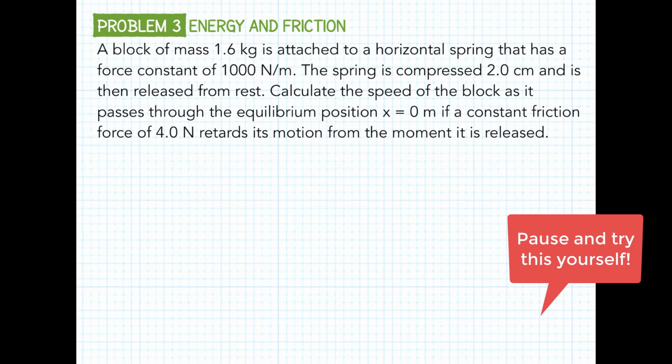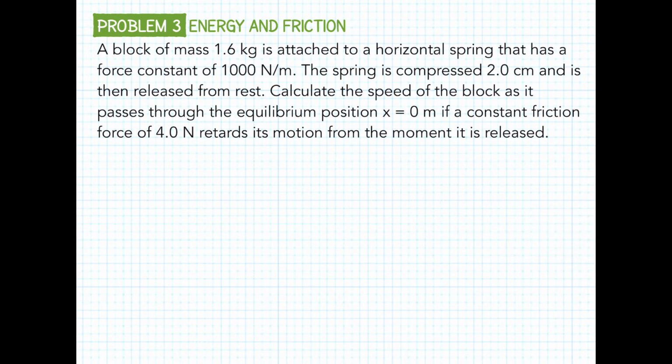Okay, so here we have a block of mass 1 kilogram. It's attached to a spring. So instead of the earlier problem where we're just pulling something with a tension, we have a spring. We know what this spring constant is. We know this spring starts out compressed and then is released from rest. And then we want to calculate the speed of the block as it passes through the equilibrium position. And we say there's a constant frictional force, and it's given to us, so we don't need to calculate it this time. And that's constant from the moment it's released.